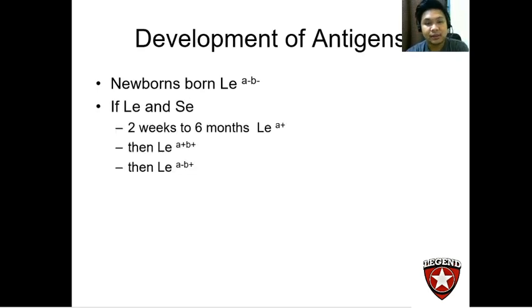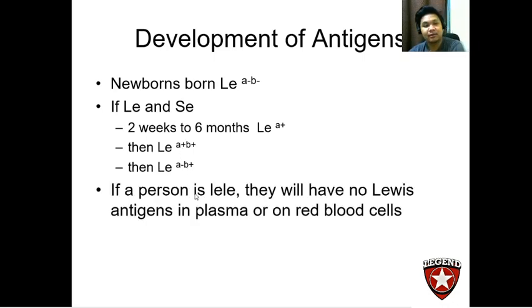So the newborns are Le(a) negative, Le(b) negative. At 2 weeks to 6 months, if they have capital Le as well as capital Se, they would begin producing your Le(a) antigen. Then, this will transition to Le(a) positive and Le(b) positive. Then eventually, most or all of your Le(a) antigen would be converted to Le(b). So your phenotype would be Le(a) negative, Le(b) positive.